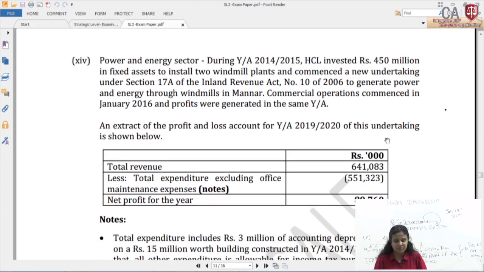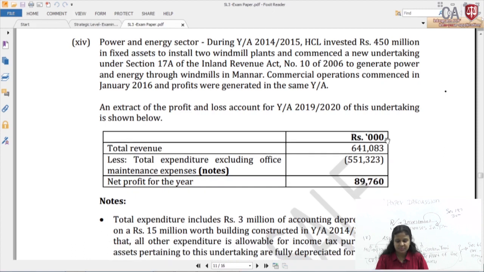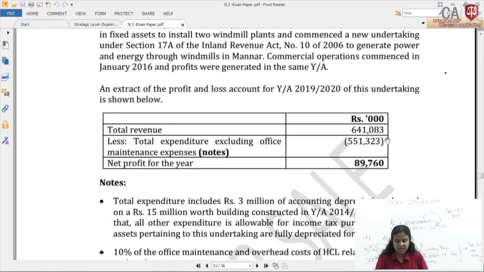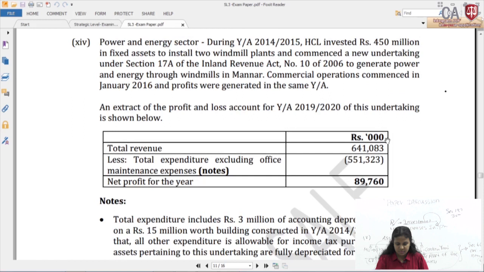An extract of the profit and loss account 2019-20 of this undertaking is shown below. Total revenue of the exempted undertaking is given. Total expenditure including office maintenance expenses is given. Net profit for the year is given. Okay, now let me see the net profit for the year.